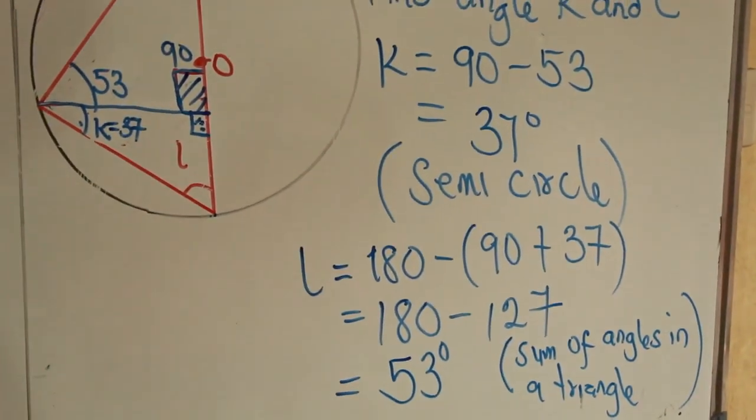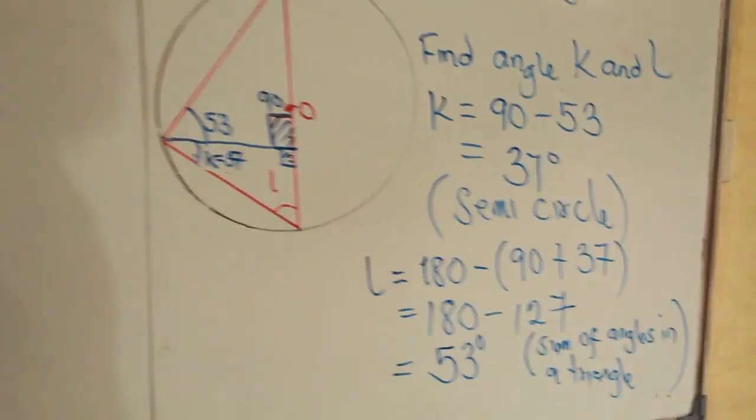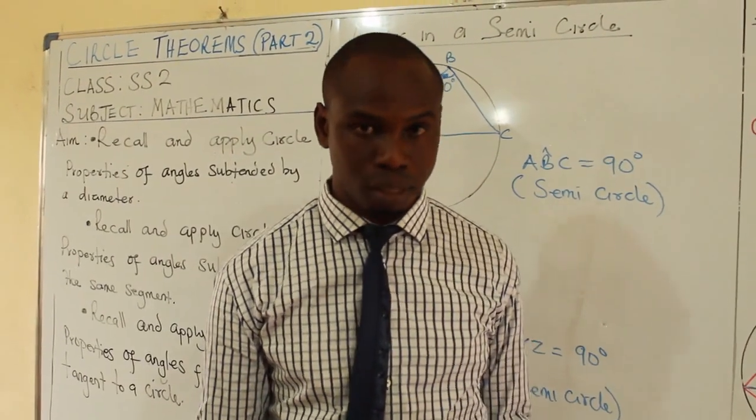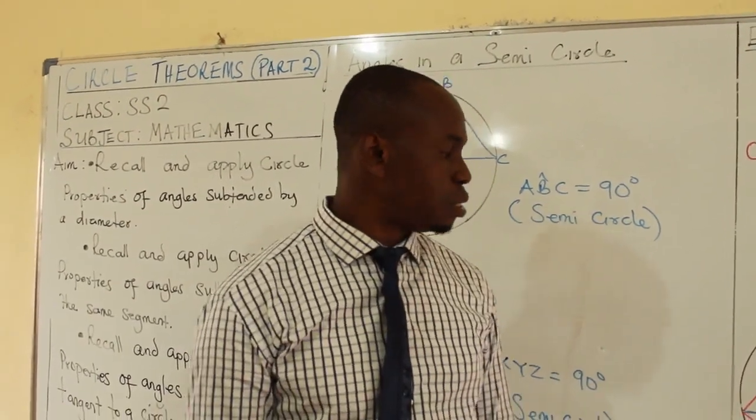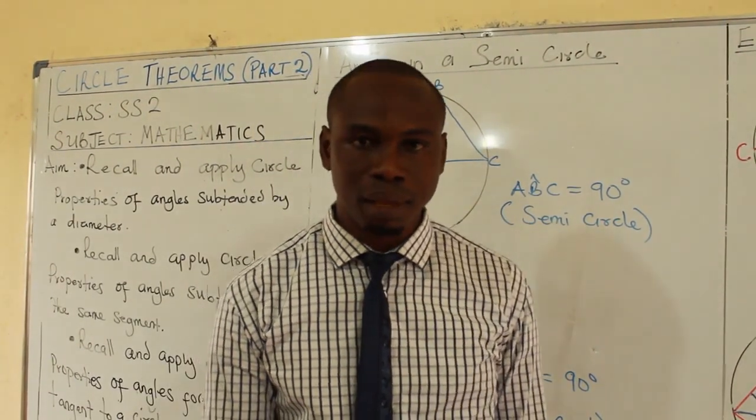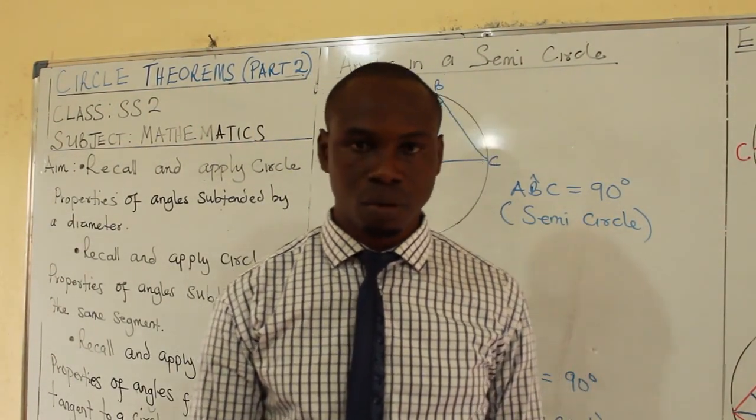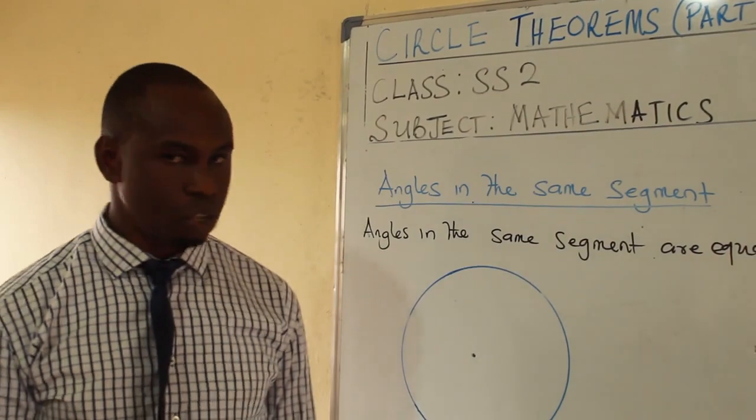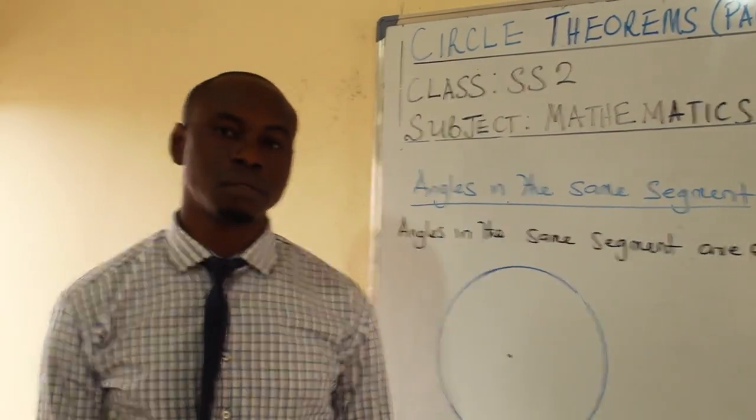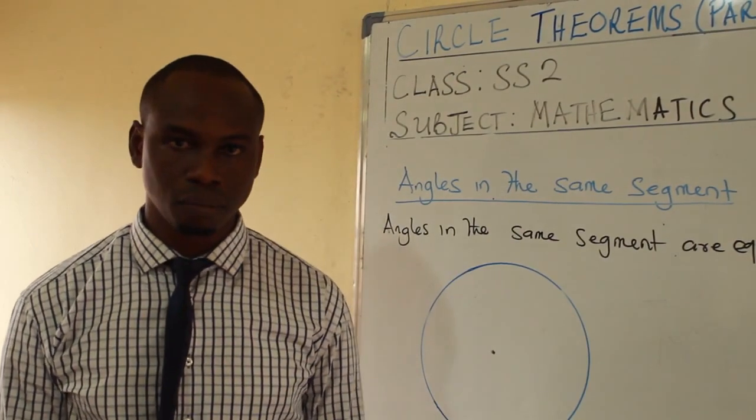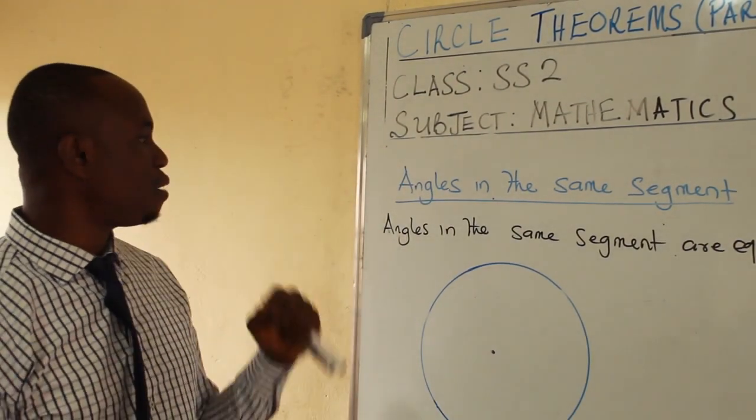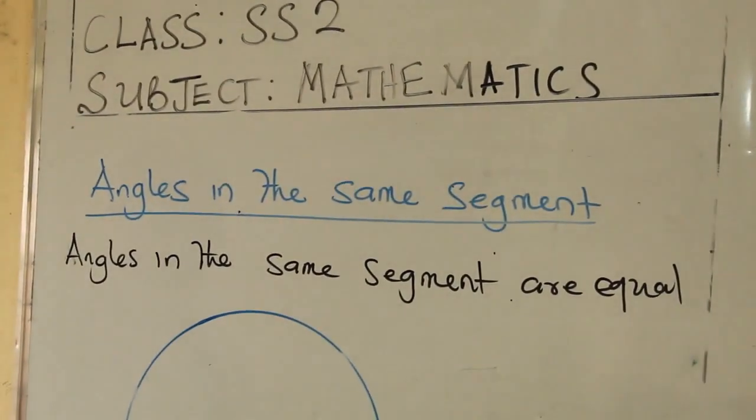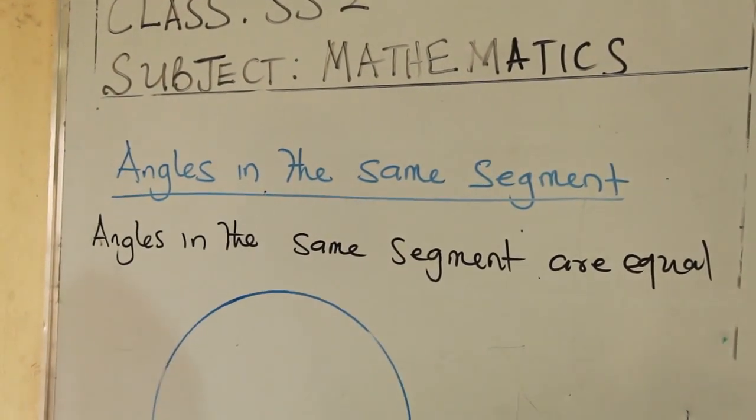We were able to get these angles because we now know that an angle formed by a semicircle is equal to 90 degrees. An angle formed by a diameter in a circle is always equal to 90 degrees. In our first theorem for today, we talked about angles formed by a semicircle. In the second one for today, we have angles in the same segment. Angles in the same segment are equal.